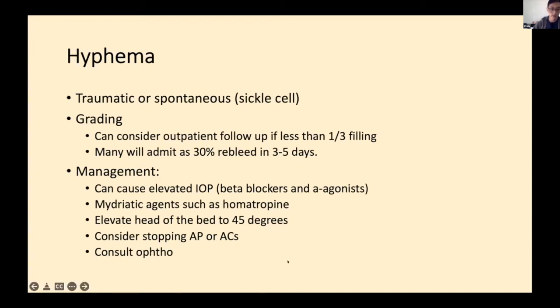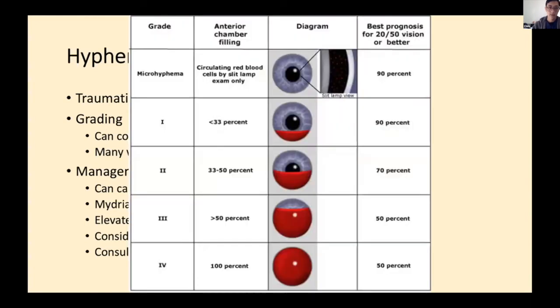You also want to elevate the head of the bed to 45 degrees and consider stopping antiplatelets or anticoagulants. And you want to make sure to consult ophthalmology as well. And this is a table showing the different gradings of hyphema.